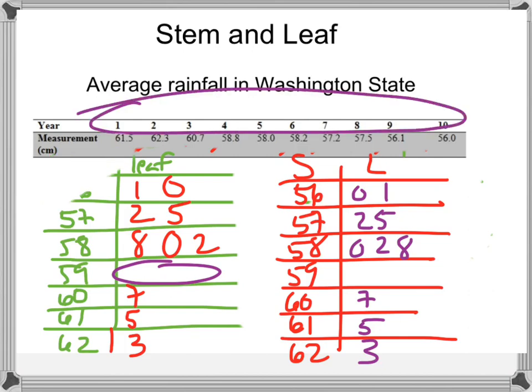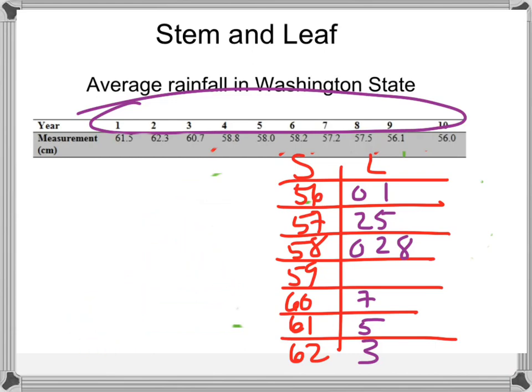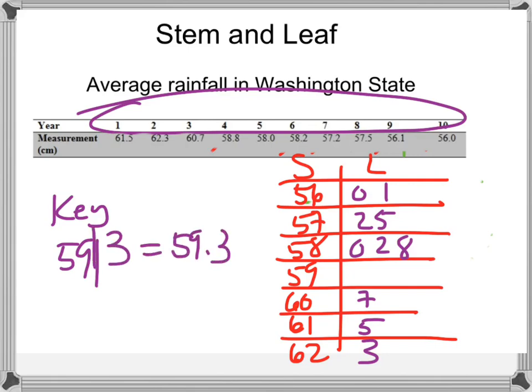Okay, and the last thing that you have to do after reorganizing your leaves is put a key here. So for us, we'll say something like, and I don't have to use a number in my data set, so I could even say that my key is that 59|3 would be read as 59.3. Notice that 59.3 is not part of my data set, but I can still tell someone how to read my stem and leaf plot using a number like that. So this is just telling somebody, okay, the stem represents the 1s and the 10s, and the leaf represents the 10ths, and the bar is actually like a decimal point.